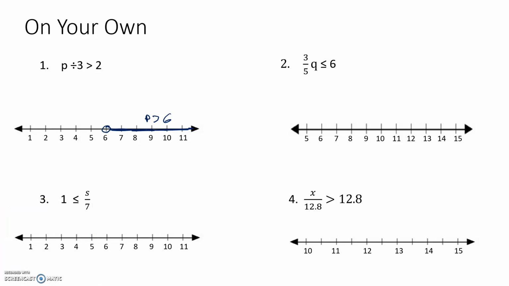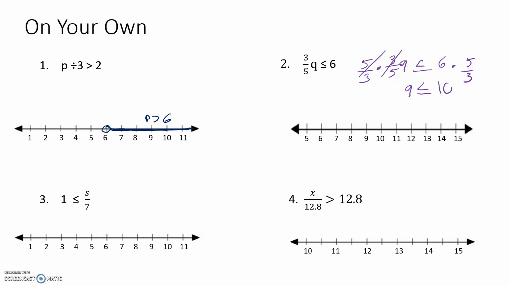3/5 q is less than or equal to 6. Okay, so I'm going to go ahead and find the reciprocal of 3/5 q. I'm going to write it out first. So 3/5 q less than or equal to 6. Okay, so I'm going to multiply by the reciprocal on both sides, so times 5/3 times 5/3. These cross out, so q is less than or equal to, if I multiply 6 times 5, that's 30, and then divided by 3 would be 10.